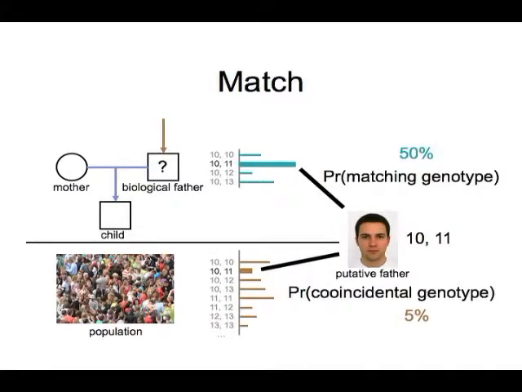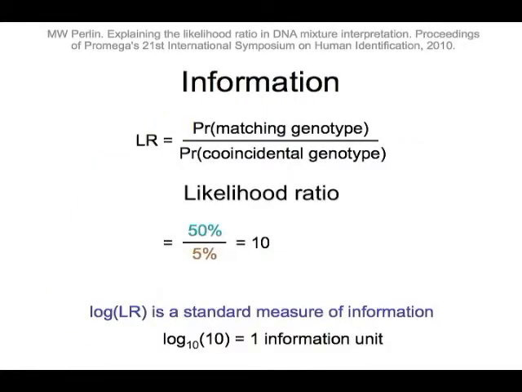But that's not forensic science yet, because we need to know how rare that match is. What's the extent of coincidence? And so to do that, we bring the population back in, and we now compare on the bottom that candidate putative father with his 1011 allele pair back against the population. Suppose that the population coincidental probability or prior probability is about 5%, shown by the thickened brown bar here in the center on the bottom. Now, the probability of a coincidental genotype, say in this example, is 5%.